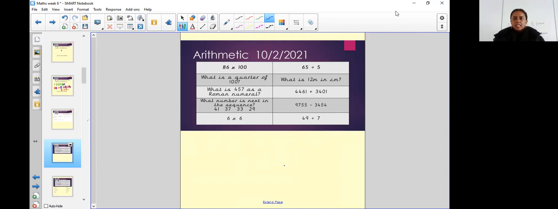Number 6, 65 divided by 5. Number 7, what is 12 meters in centimeters? Number 8, what is 4,461 add 3,401? Number 9, 9,755 minus 3,454. And number 10, 49 divided by 7. So have a go at these questions, and then when you press play, I will show you the answers.